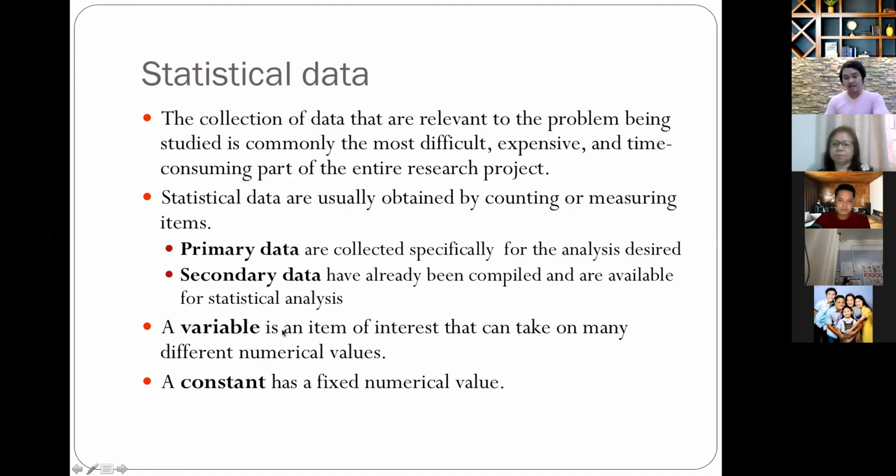Primary data are actually data that you personally collected. You call it primary data. You're the one who collected the data. On the other hand, when you say secondary data, the data are already available, but you're going to use them for your research, and you will ask permission from the owner of the data, and then that becomes secondary data.